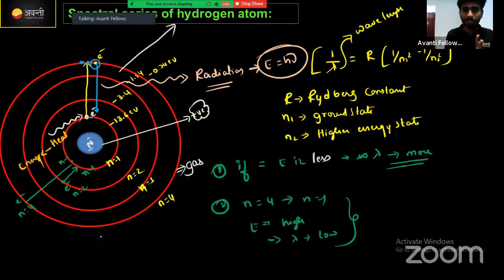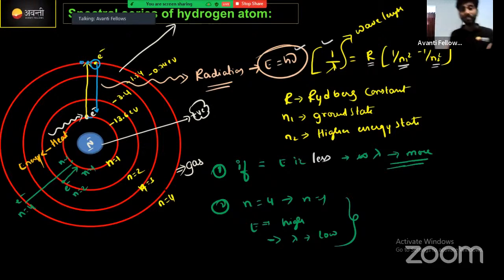Okay, two things here you need to remember. First one is which is emitting radiation. Radiation has wavelength and frequency. To calculate wavelength we are using the formula 1 by lambda is equal to R into 1 by n1 square minus 1 by n2 square. Here n1 will always stand for the ground state, n2 will stand for the higher energy state. R stands for the Rydberg constant.